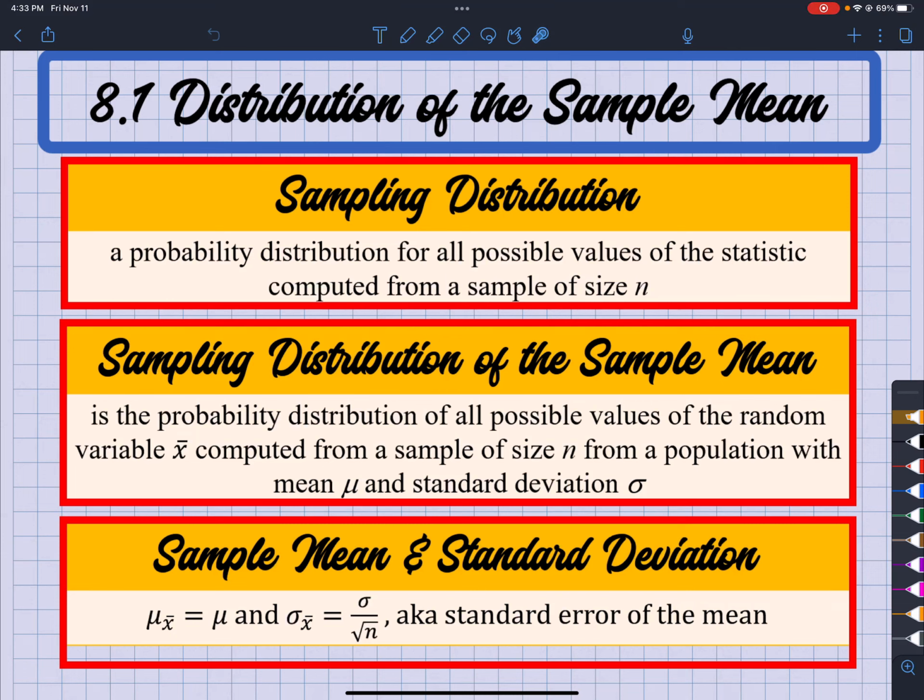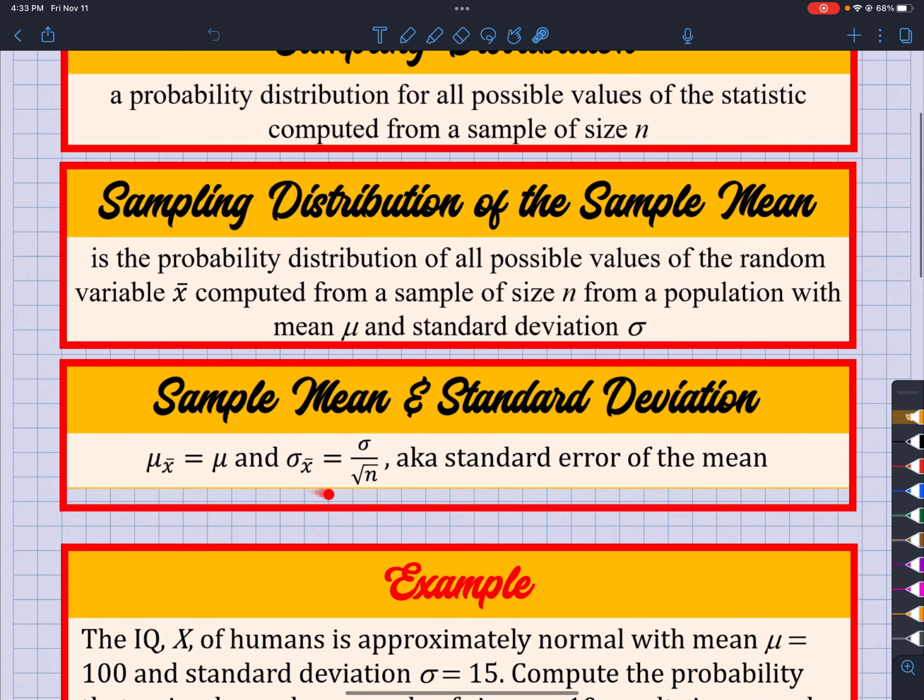All right, today we're talking about the distribution of the sample mean. So basically what we're doing is we're taking a small sample of size n from a large population. What you'll realize is that the mean of that little tiny sample is going to be the same as the mean of the population. However, the standard deviation is going to change a little bit. It's going to be the standard deviation of the population divided by the square root of n. This is also called the standard error of the mean.